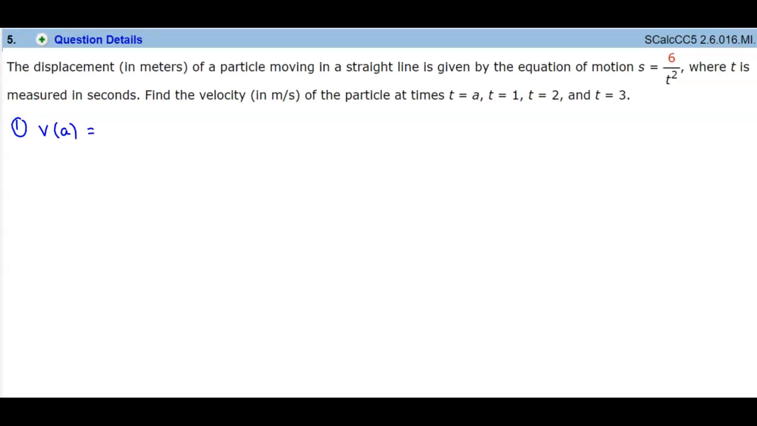what we want to do is find the limit as h approaches 0 of s of a plus h minus s of a, divided by h. So let's go ahead and do that. So we have the limit as h approaches 0. So let's plug in a plus h into the function.